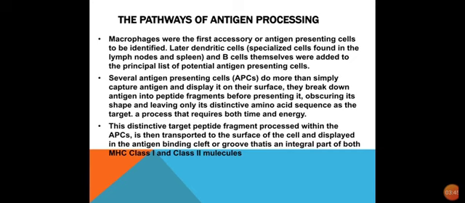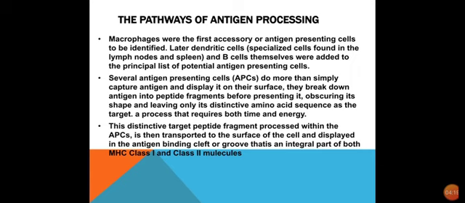The pathways of antigen processing. Macrophages were the first accessory or antigen-presenting cells to be identified. Later, dendritic cells, specialized cells found in the lymph nodes and spleen, and B cells themselves were added to the principal list of potential antigen-presenting cells.